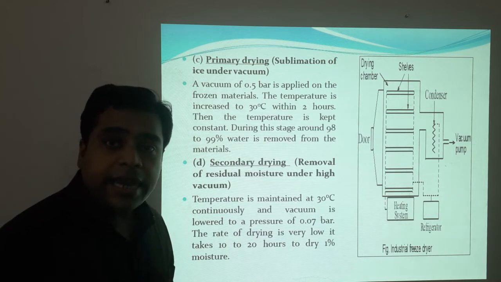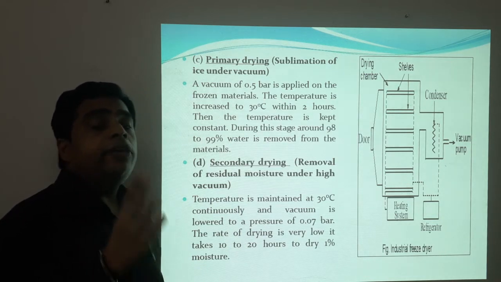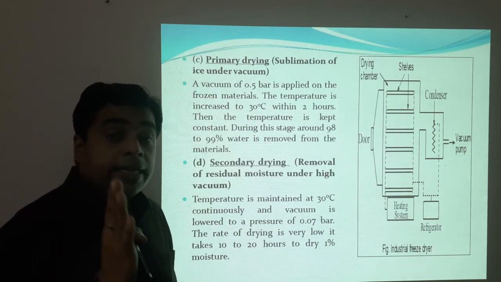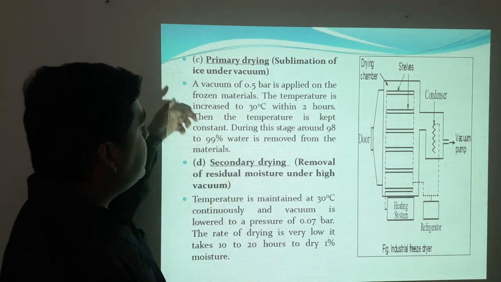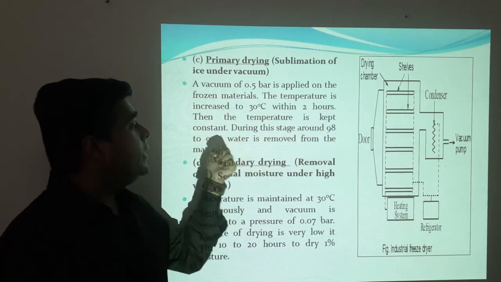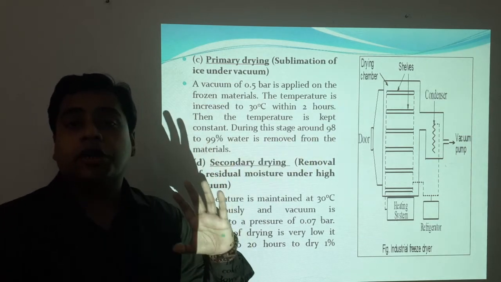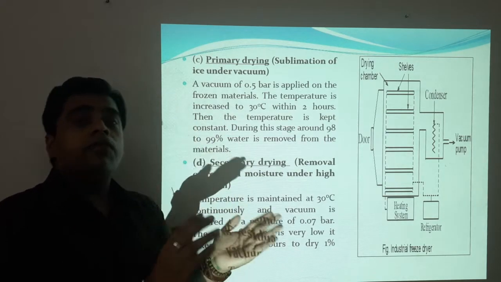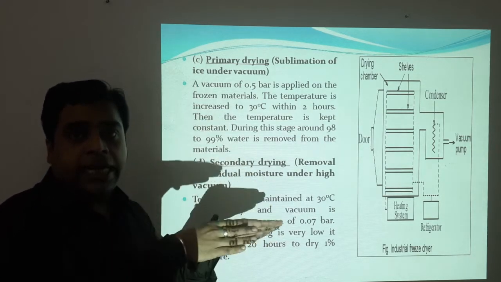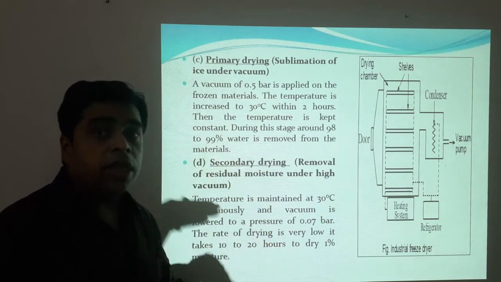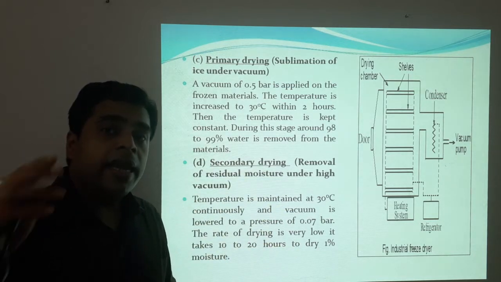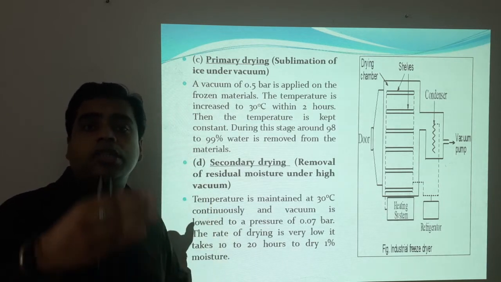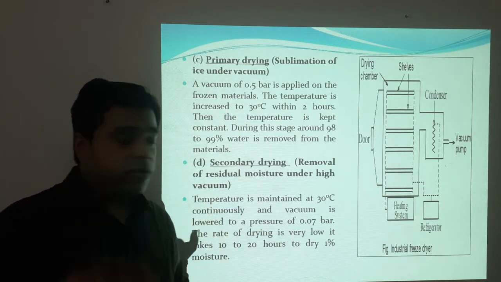During this stage, around 98 to 99% of the water is removed from the material. So this is quite a rate limiting step, because a maximum of 98 to 99% of water is removed at this stage. Here we apply vacuum, and particularly we raise the temperature, which till now was at freezing temperature. We raise it up to 30 degrees within 2 hours. Next, the temperature is kept constant, and water is constantly being removed.